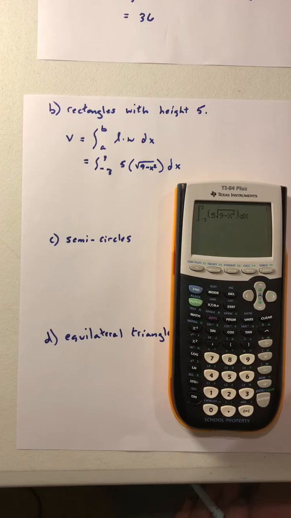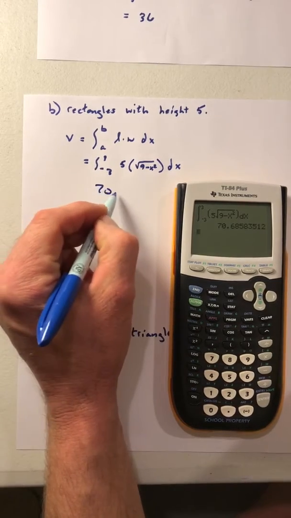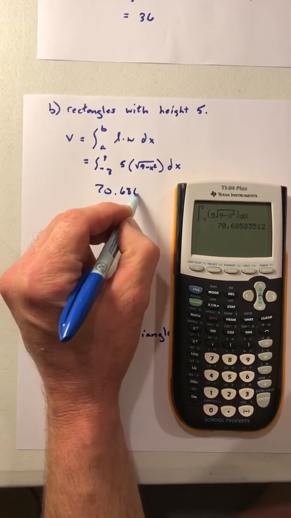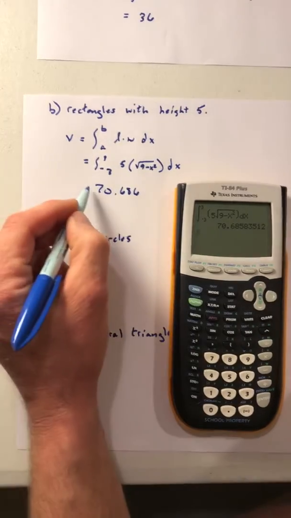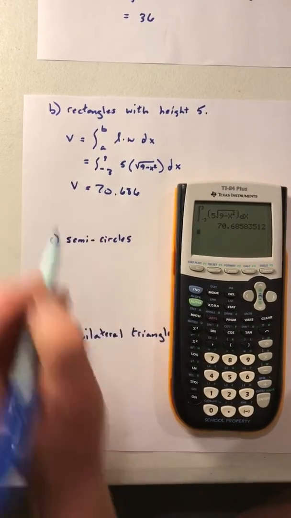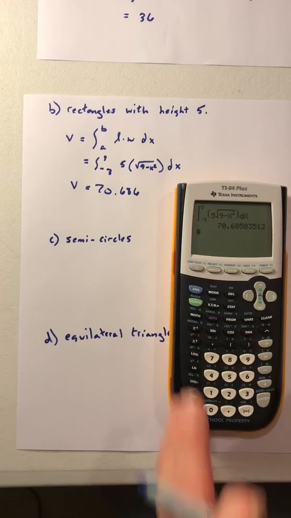We wait patiently. We get it. We end up with 70.6858, which is 70.686 as our rounded answer.